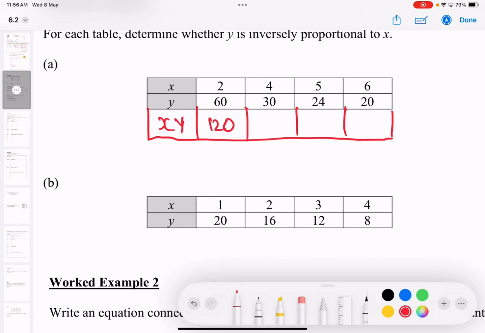Are you able to calculate the rest by yourself? Can you very quickly calculate the rest by yourself? And if they are the same, what does it mean? I want you guys to think about it. If the value of x times y is the same, what does it mean?